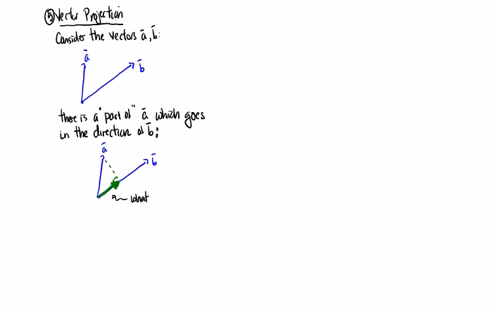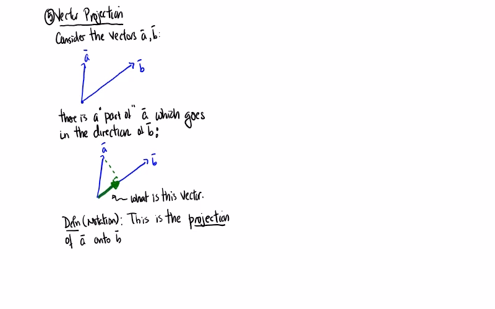Now, what is this vector? The definition of this, or the notation, if you like both, is that this is the projection of A onto B. The order of those matters. If you think about the words, I'm projecting A onto B, which if you look at the picture, makes sense. This is the projection of A onto B.